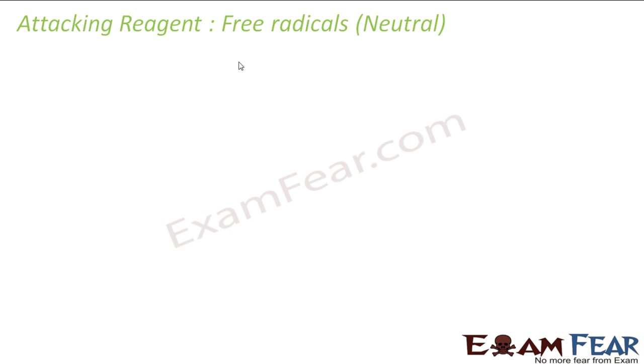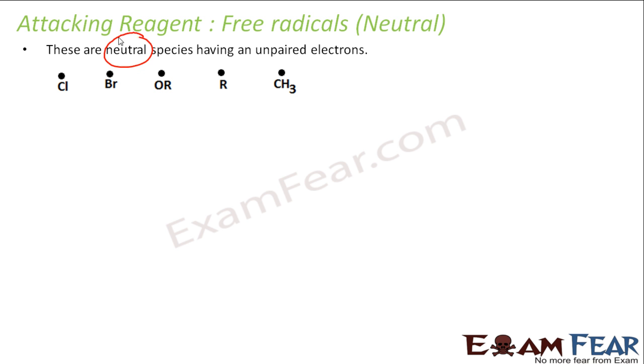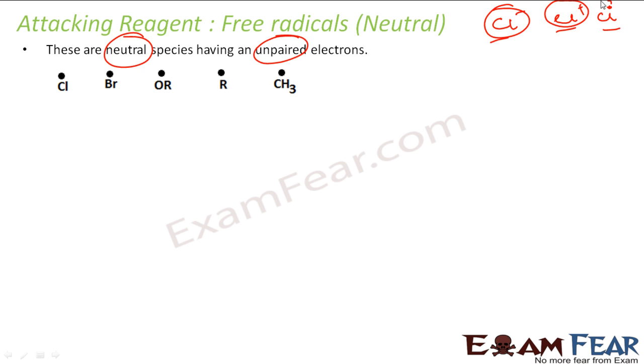The next type of attacking reagent was the free radicals, and they are generally neutral. These are neutral species and they have unpaired electrons. Each of these has only one electron, for example chlorine, bromine, RO, R, and CS. We'll discuss why sometimes you get one electron, sometimes Cl minus, sometimes Cl plus, sometimes C dot, when we talk about bond cleavage. We'll talk about the different kinds of bond cleavage and then discuss why we get these three different types of species.